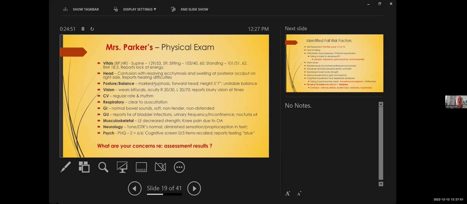We noticed that her posture is a little bit rounded forward. And when she goes to stand, like somebody mentioned, to look at how she stands, she gets a little unbalanced with her first standing. She does wear bifocals. With the glass correction, she has 20/30 in the right eye, 20/70 in the left eye. But she reports sometimes her vision gets blurry, and some of the psychoactive medications can cause blurred vision. She has a regular rate and rhythm of her heart.